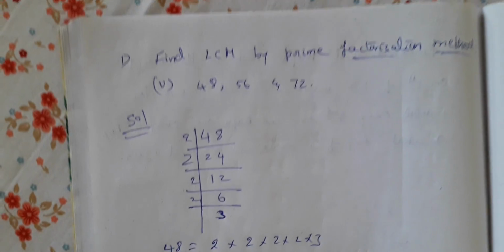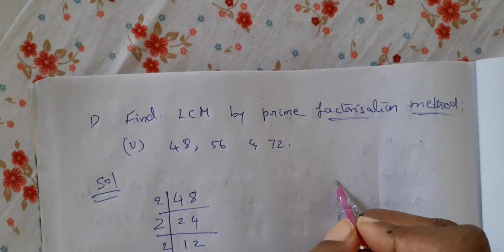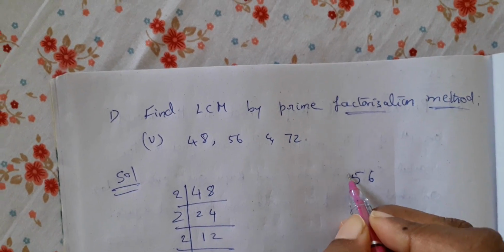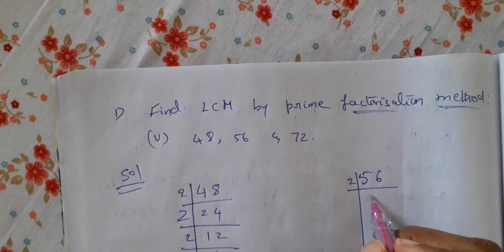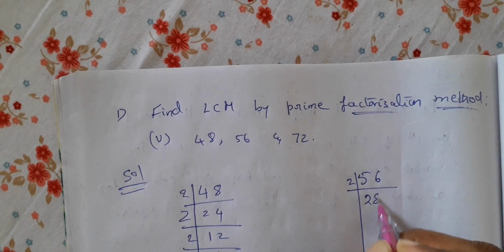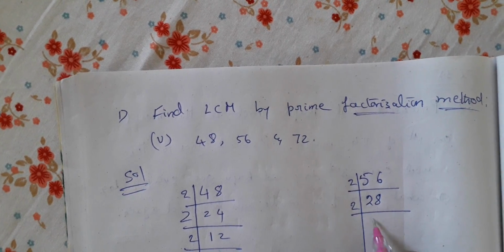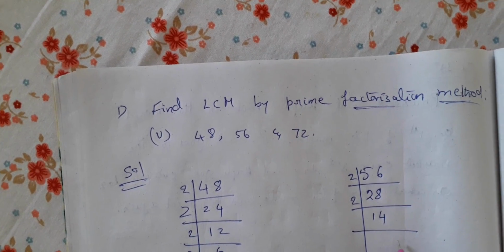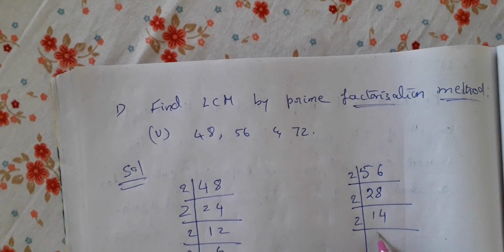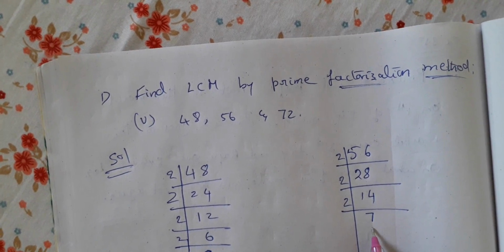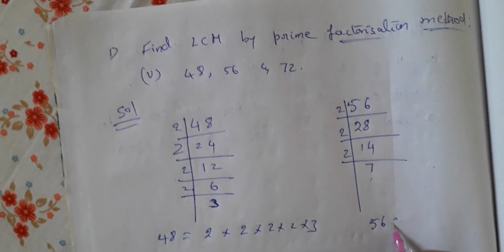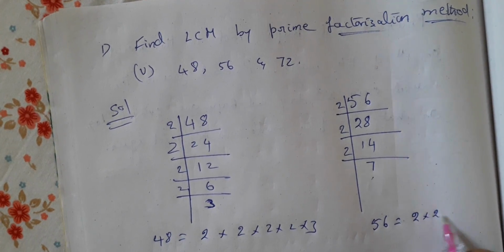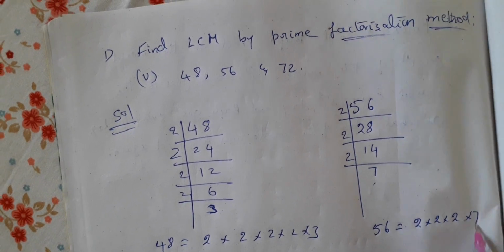Now let us see the next number. What is the next number? 56. This is also an even number, 2 goes in it. 2 2's are 4, 2 8's are 16, again even number, 2 4's are 28, 2 7's are 14. Now 7 is a prime number, I can stop it here. So now I can write 56 is equal to 2 into 2 into 2 into 7.